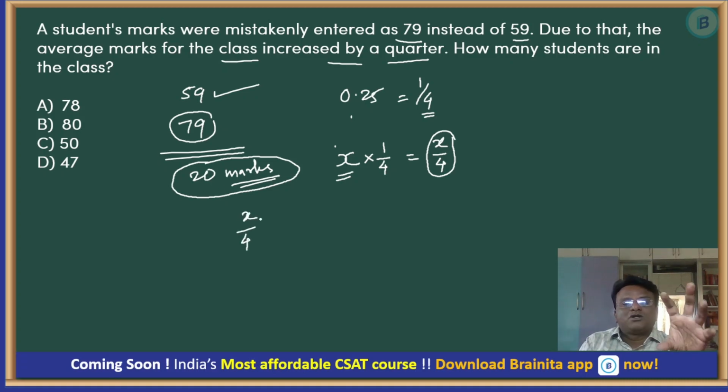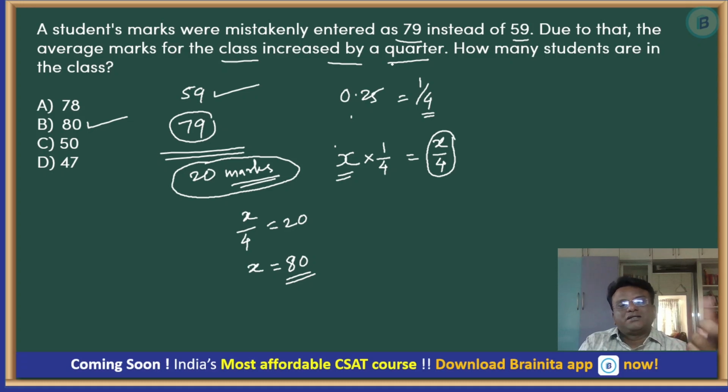How many marks for that class increased because of this mistake? 20 marks increase. So what is the value of X? X is equal to 20 into 4, 80. 80 is the number of students in that class for this to happen. Okay. So for 80 students, a quarter mark increase, that means 20 mark increase, right? 80 ka quarter, 80 into 0.25 is 20.